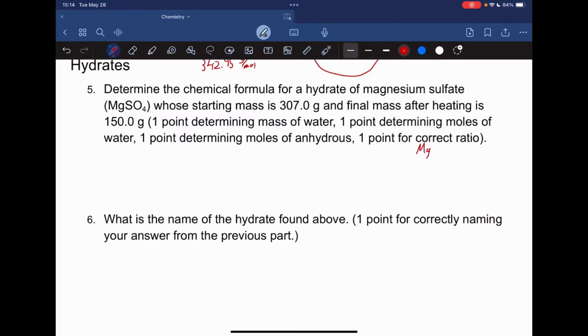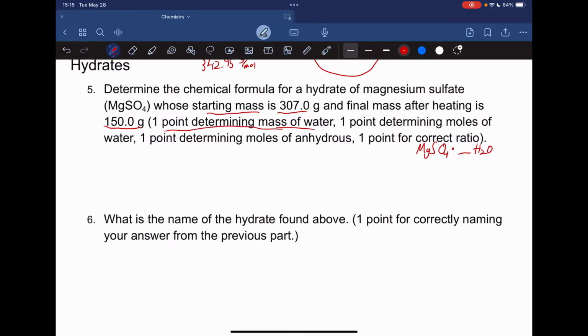That looks like this. Magnesium sulfate, a dot, some number, H2O. So it's how many water molecules for every 1 molecule of magnesium sulfate. We start with a mass of 307.0 grams, and a final mass after heating is 150 grams, which means we've lost some mass. And the mass that we've lost is the mass of water.